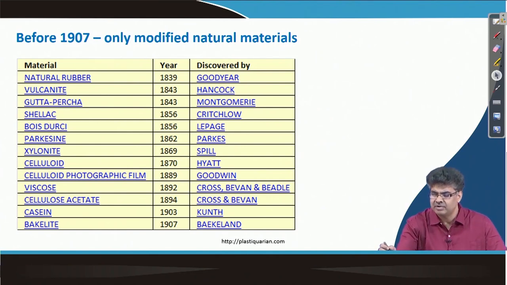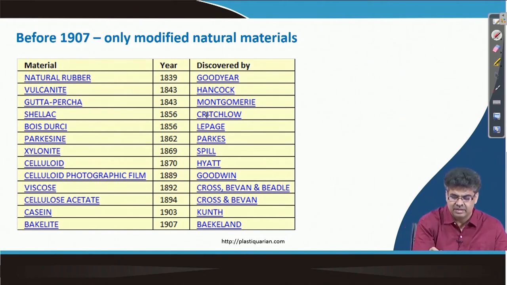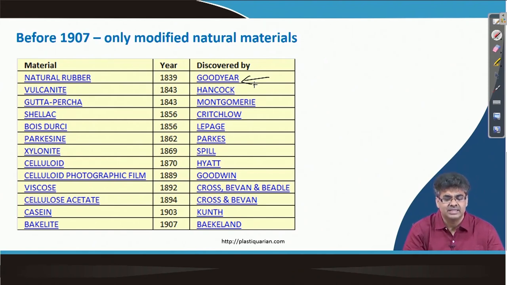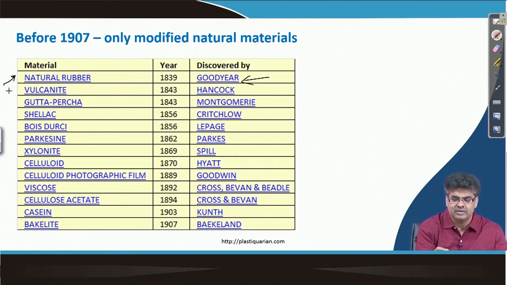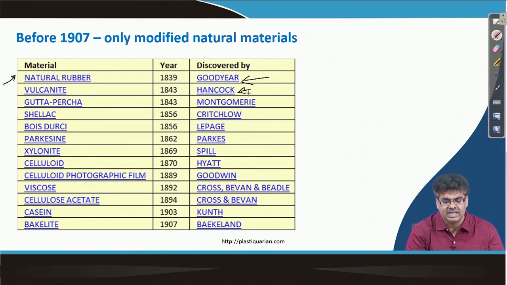For example, Goodyear found that heating natural rubber with sulfur increased the elasticity of the natural rubber and also reduced tackiness, which is very beneficial for the use of natural rubber. Later, Hancock and Goodyear himself found that if you use a large amount of sulfur and heat it with natural rubber, you can make very hard rubber, which is called vulcanite.